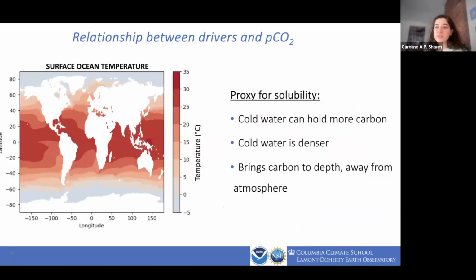So to give a bit of background on very basic relationships between some of these variables and pCO2, let's start with temperature. Temperature can be a proxy for solubility. There are two main parts of this: cold water is able to hold carbon more easily than warm water, and cold water is denser than warm water. So these two things amount to carbon being brought to the depths of the ocean and farther away from the atmosphere where the ocean is colder.